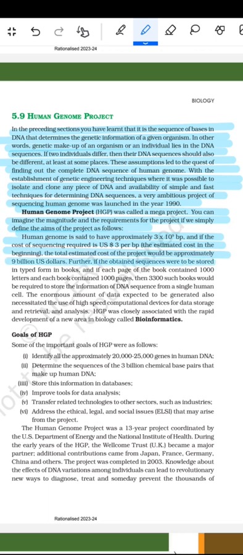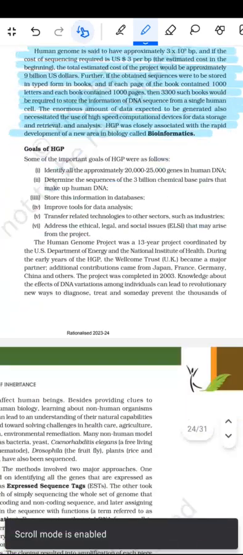Further, if the obtained sequences were to be stored in a typed form in books, and each page of the book contained 1,000 letters, and each book contained 1,000 pages, then 3,300 such books would be required to store the information of the DNA sequence from a single human cell. The enormous amount of data expected to be generated also necessitated the use of high-speed computational devices for data storage, retrieval and analysis. HGP was closely associated with the rapid development of a new area in biology called bioinformatics.